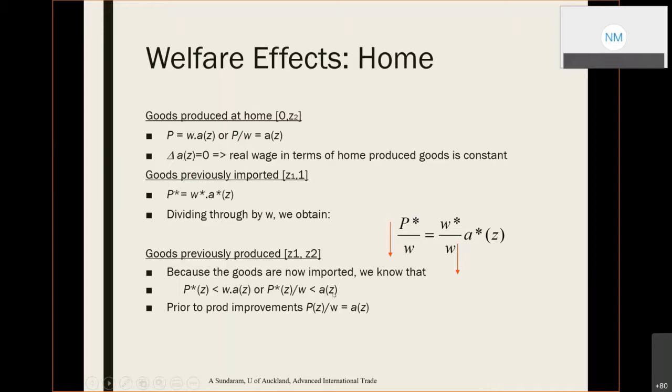Okay, so prior to these improvements, what happened was P over W was equal to A, but now P star over W is actually less than A. So in other words, P star over W has gone down. Again, that means that W over P star has actually gone up. So that's again an increase in the real wage in that spectrum.